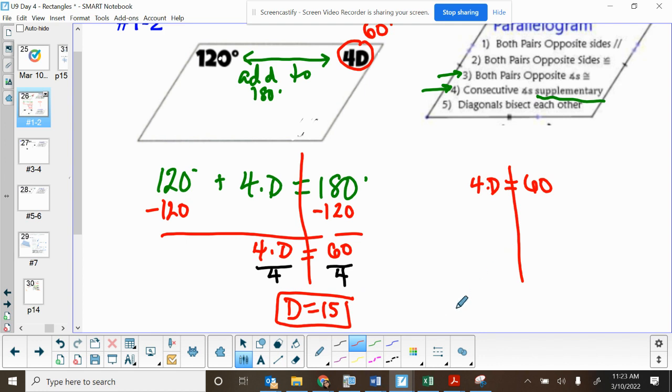On this one, I would do the same thing, divide both sides by 4, and get that D equals 15. So whichever way you do it, you will get that answer.